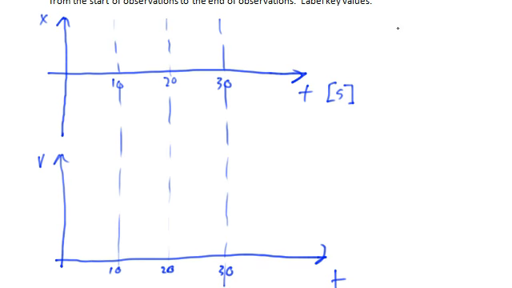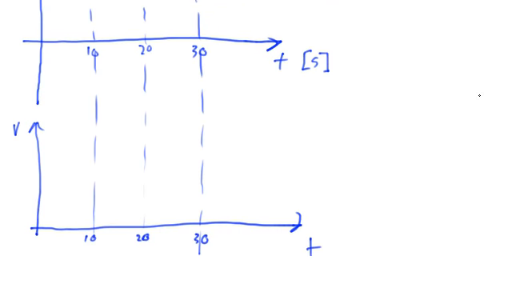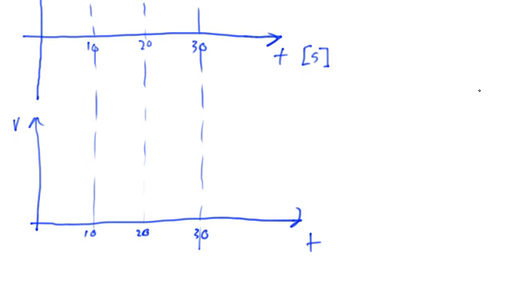Alright, I like to start with a v versus t, that's usually the easy one. So, what do we got? Start moving forward at 20 meters per second. Going to go up to 40 meters per second. And then it comes to rest. Okay, I think I got it. So I'll go 20 and 40, and we need units for this, so meters per second there.